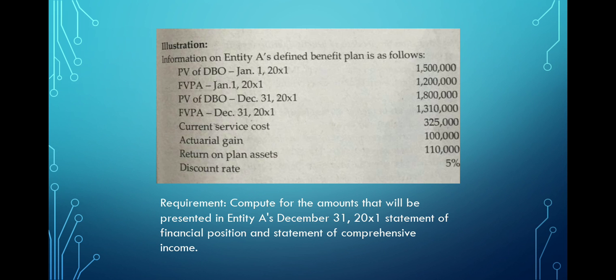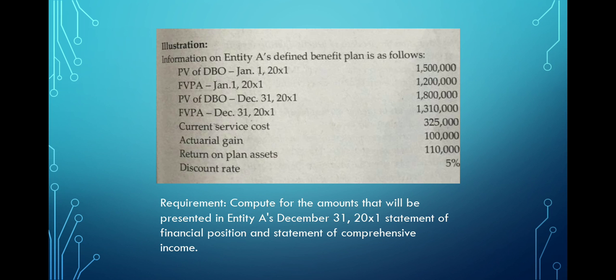And so we have an illustration here. Information on entity A's defined benefit plan is as follows. PV of DBO on January 1, 20X1 is 1,500,000. FVPA on January 1, 20X1 is 1,200,000 pesos. PV of DBO on December 31, 20X1 is 1,800,000 pesos, and FVPA on December 31, 20X1 is 1,310,000 pesos.